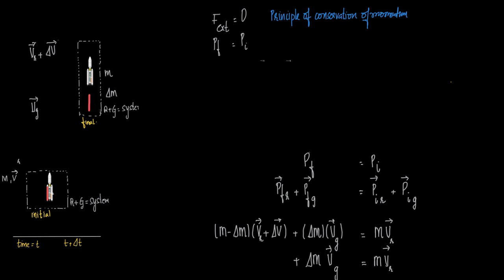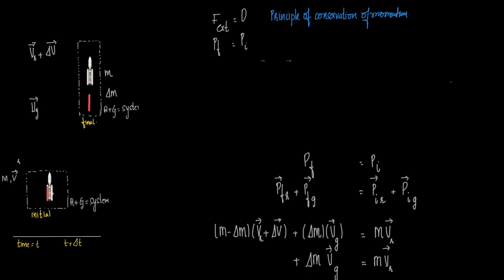Now we will consider a system here. What is the system? The rocket and the gases. So we have one system at two different points in time, t and t plus delta t.